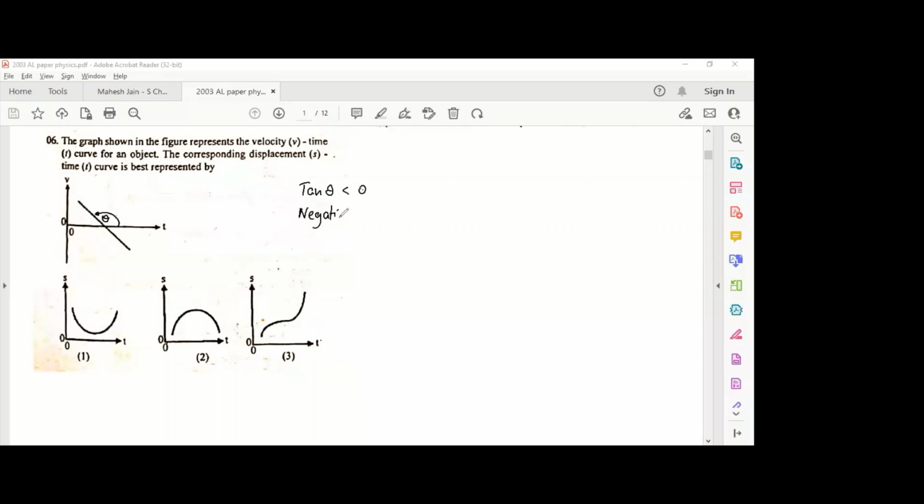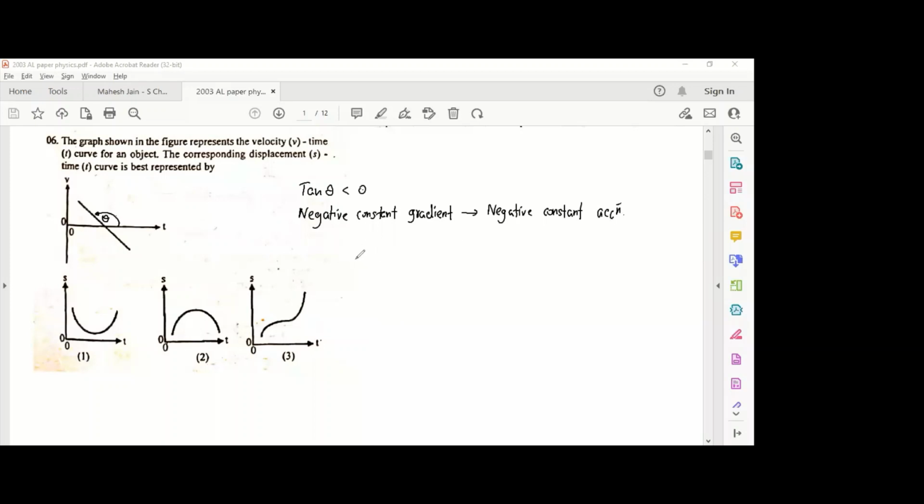A negative constant gradient. And you know, the gradient of a velocity-time graph gives us the acceleration, right? So it's a negative constant acceleration. So what we have here is a negative constant acceleration.